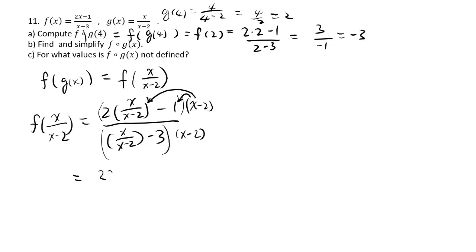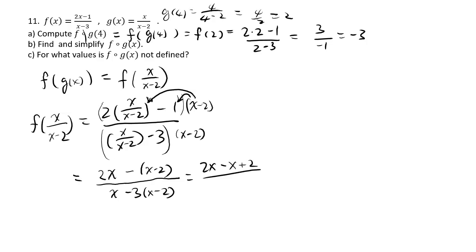So you have 2x, because x minus 2 canceled, but you still have to multiply x minus 2 to this negative 1, so you have minus (x minus 2). Don't forget this parenthesis, very important. X minus 2 cancels, and you get x minus 3 times (x minus 2). Then 2x minus (x minus 2), when you get rid of the parenthesis, you get minus x plus 2. And here, if you get rid of the parenthesis, this will be negative 3x plus 6. So x minus 3x plus 6. So you get x plus 2 over negative 2x plus 6.